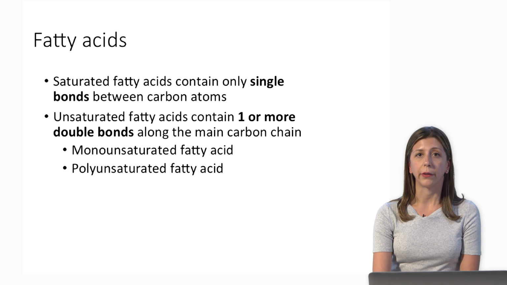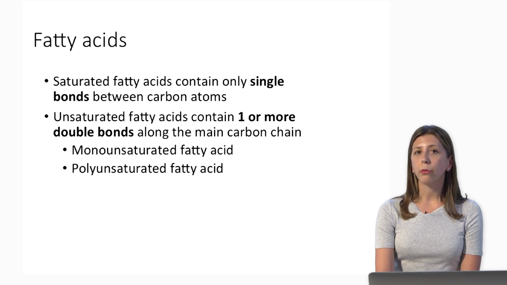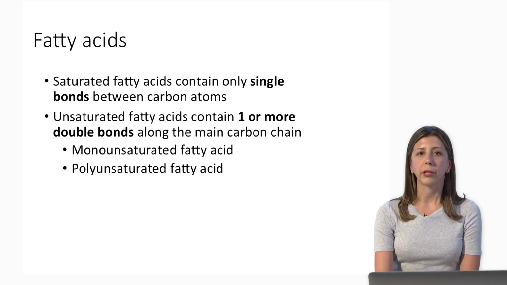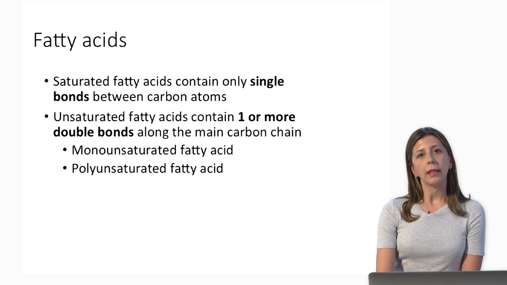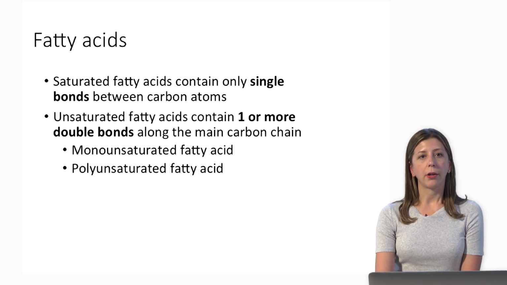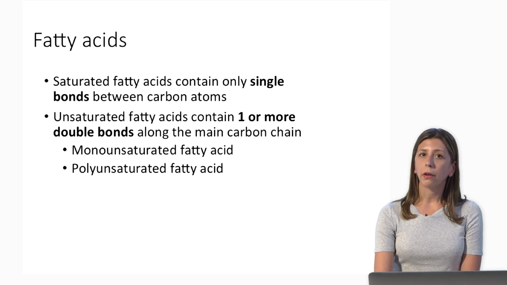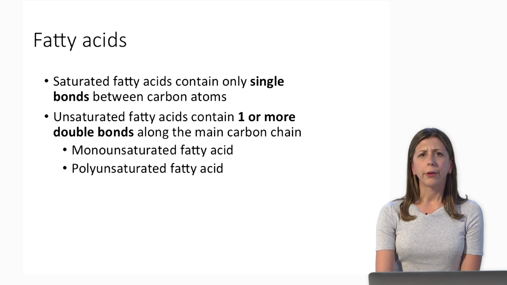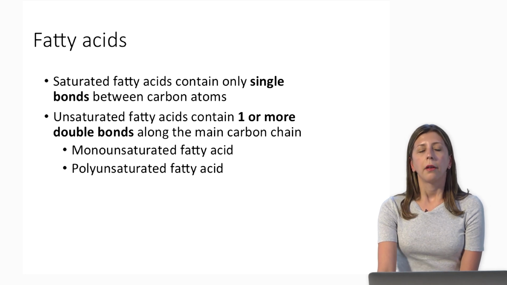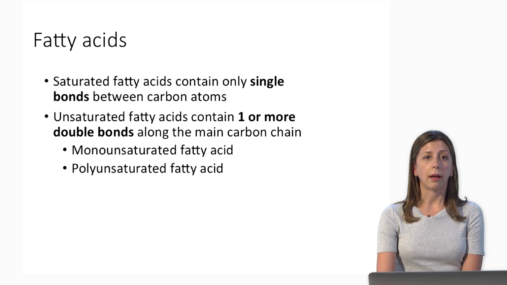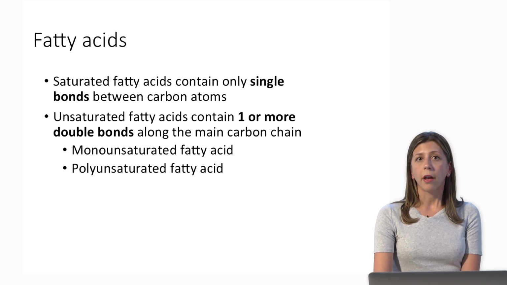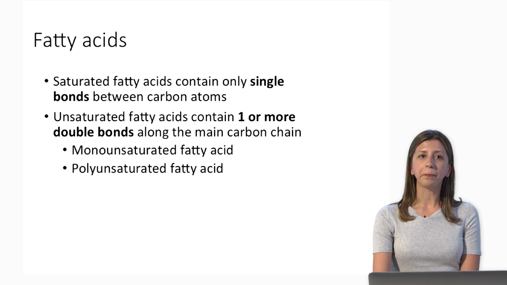Unsaturated fatty acids, however, contain one or more double bonds along the main carbon chain. So examples of unsaturated fatty acids are mono and polyunsaturated fatty acids. These fatty acids you tend to find in more plant sources of fat, so things like canola oil, olive oil, grapeseed, avocado oil, etc. Those would contain more of what's known as generally healthier fatty acids for your health.